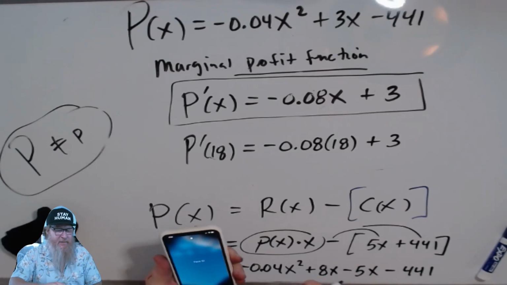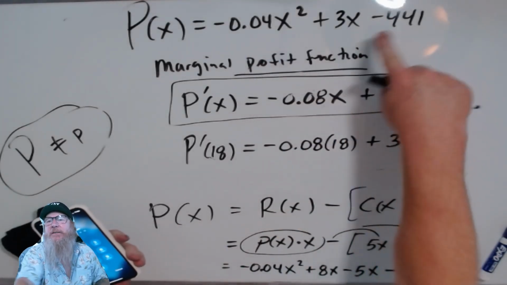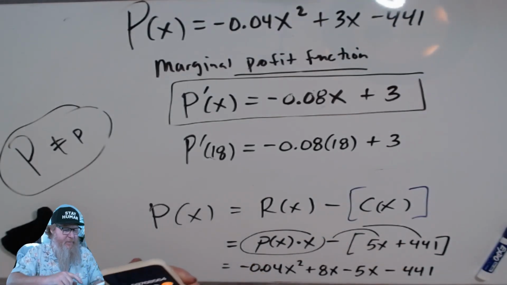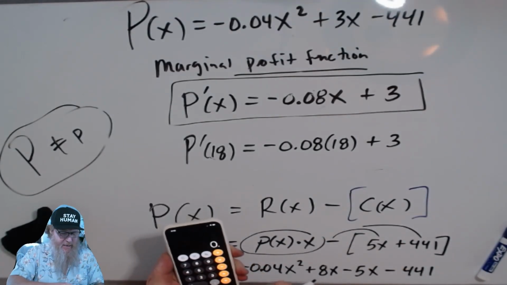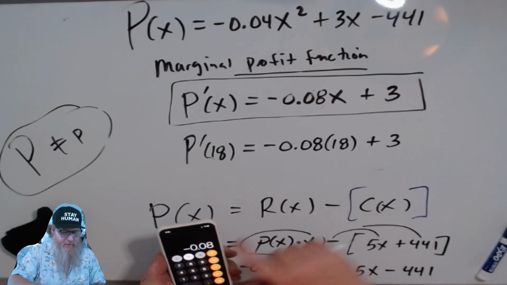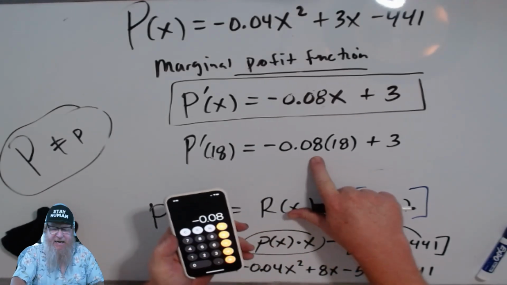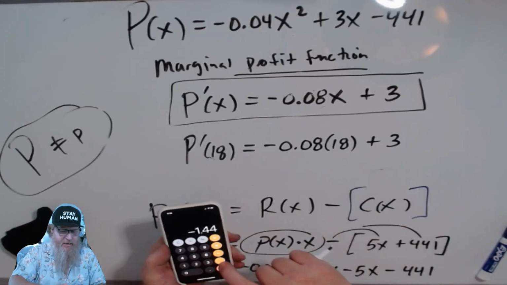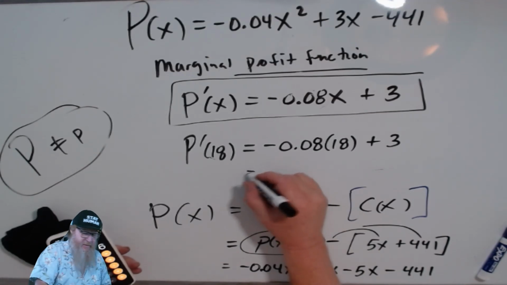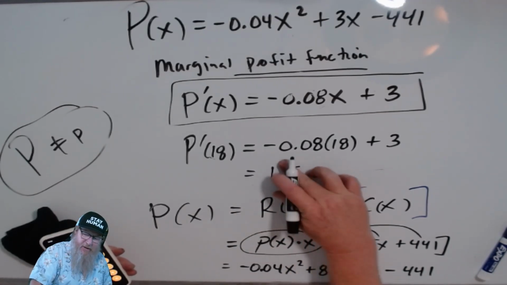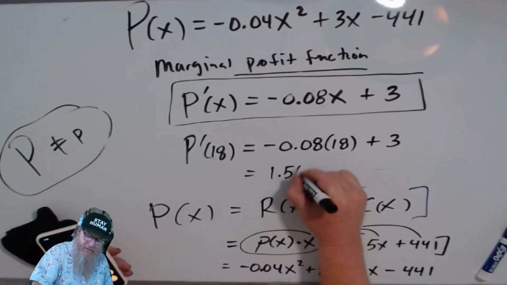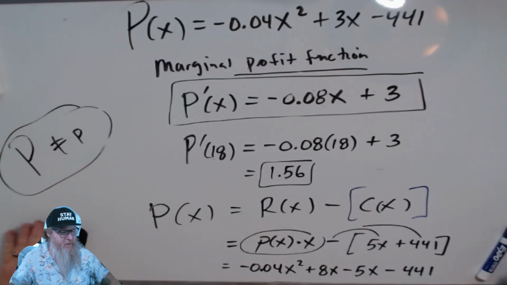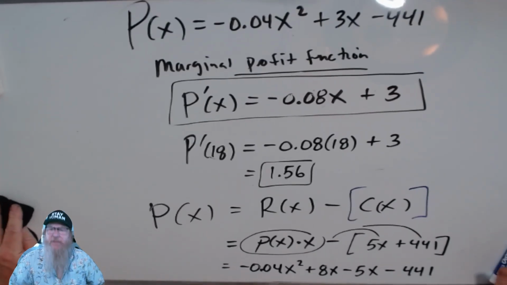Not too bad, huh? Once you have the function, you take its derivative and then you apply the derivative. So you got negative 0.08 times 18 plus 3, and that is positive $1.56. This one came out nice. I didn't even have to round it.